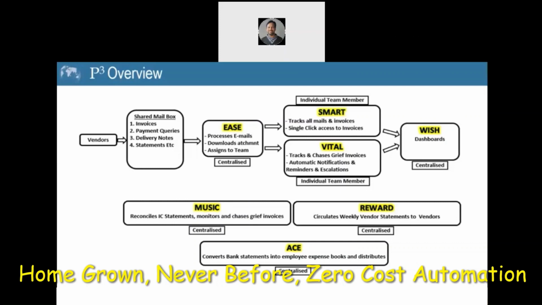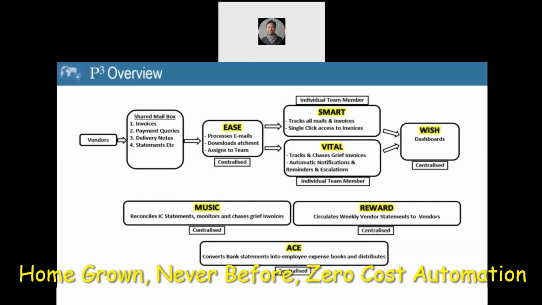Smart helps individual team members to track the mails and invoices assigned to them and also provides single click access to the invoices. Vital helps to keep track of the grief invoices and send automatic notifications, reminders and escalations to the PICs and their leaders. This helps to churn out dashboards. Music, which is an advanced version of Vital, has an additional functionality of preparing intercompany reconciliations.